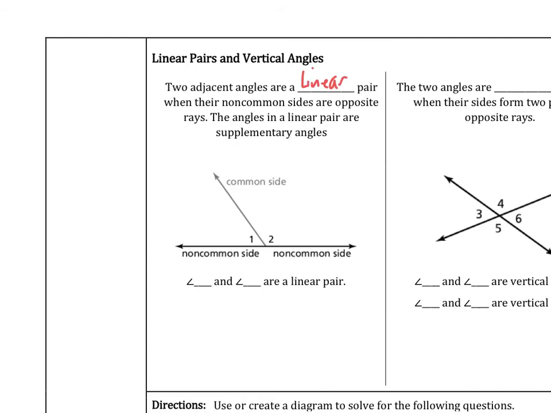These are two adjacent angles that are a linear pair, when their non-common sides are opposite rays. Basically, they make a straight line, okay? That's the key. Two angles that make a straight line. That's the simple definition, and that's all you need to know. So they're connected, they're adjacent, and they make a straight line with two of their sides.